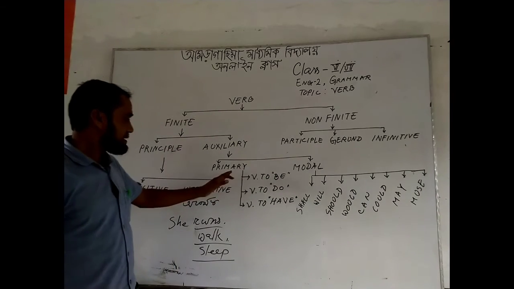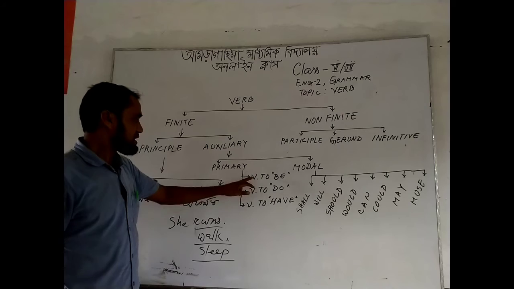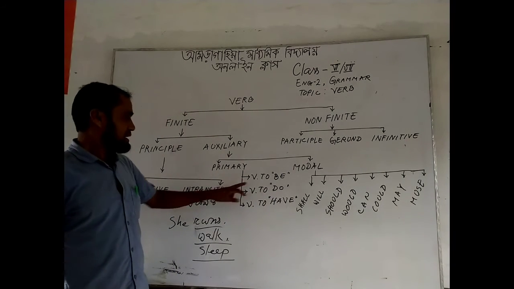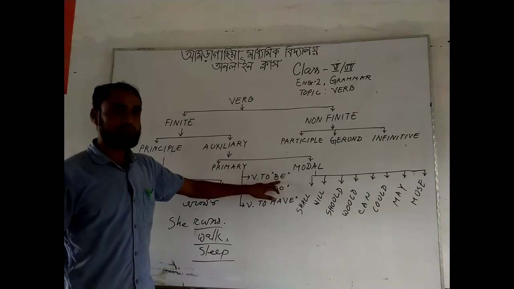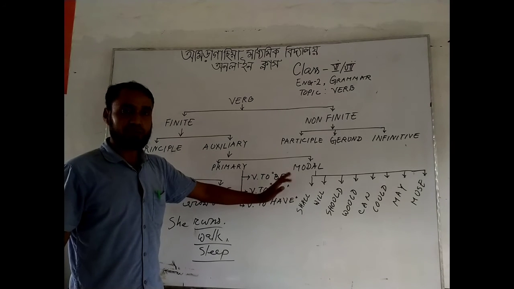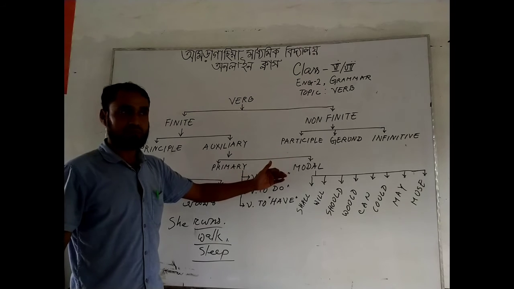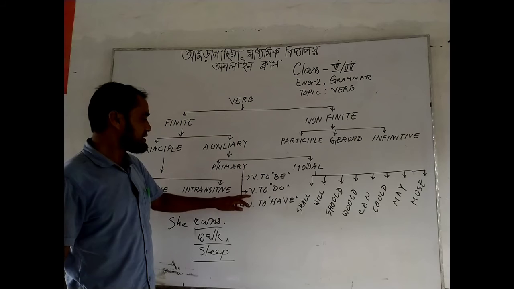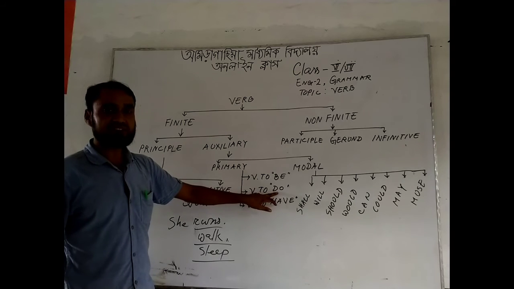Auxiliary verb. Auxiliary verbs are of two kinds, primary auxiliary and modal auxiliary. Primary auxiliaries are of three kinds: verb to be, verb to do and verb to have. Verb to be, that means am, is, are, present form, and was, were, past form, and been, participle form. Okay, verb to be, am, is, are, was, were. Verb to do, does, did.